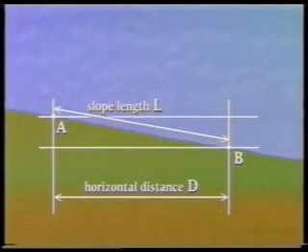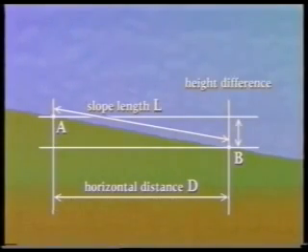If horizontal planes are added through A and B, then the shortest distance between them lies at right angles to these two planes. This is known as the height difference or the vertical distance. It is usually given the symbol delta H.